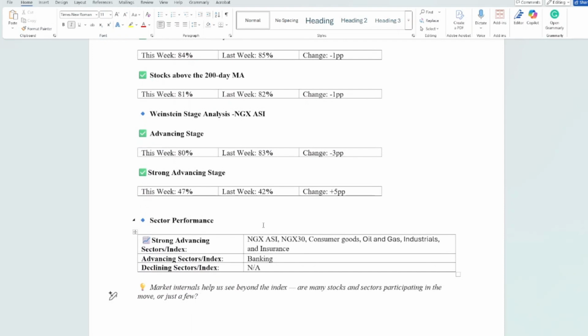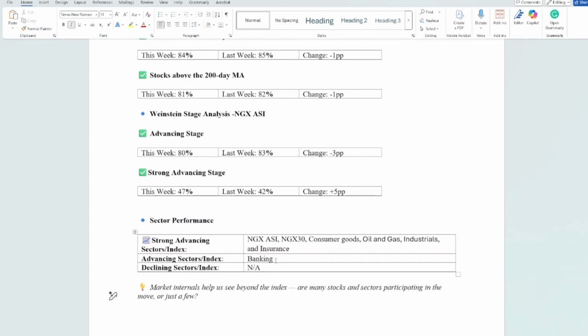Now we also perform a sector analysis, right? We want to understand which sectors. Again, this is all based on the Winston framework, right? We want to see what sectors are in a strong advancing phase. We have the ASI, so you see the market is in a strong advancing phase. So this is positive. Also, the NGX 30 is in a strong advancing stage. Consumer goods sector is in a strong advancing stage. Oil and gas is in a strong advancing stage. Insurance and industrials complete the sectors that are in a strong advancing stage, right? So if you are technically savvy, and you know the sectors that are strong or advancing, you can look for the stocks that are showing superior relative strength within the sector they belong to, or versus the All Share Index. Now the other classification which we've added: previously we lumped advancing or declining together. Now we've separated them, right? So now the banking sector is in an advancing phase, right? And lastly, none of the sectors here are declining, right?